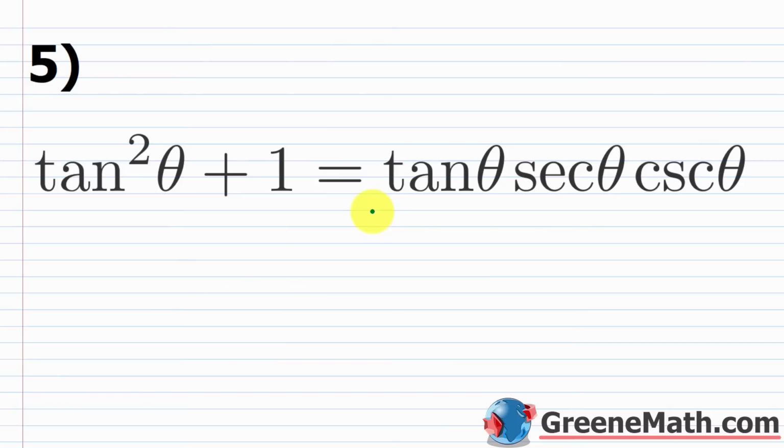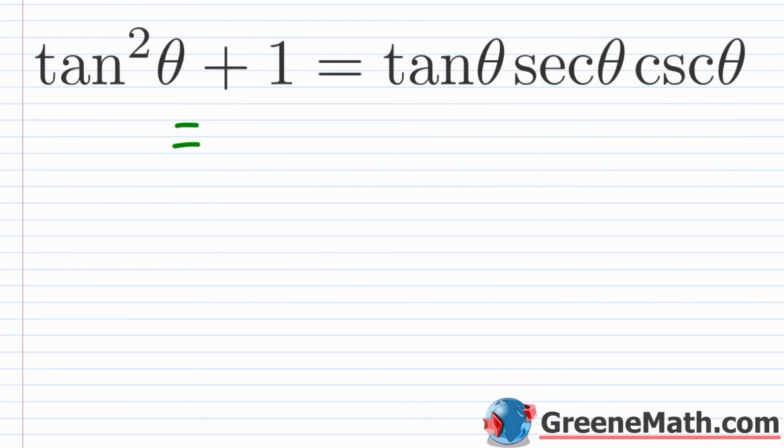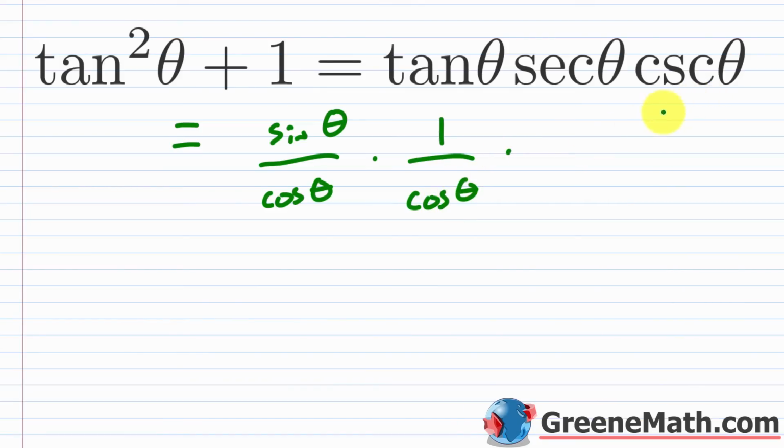All right, let's take a look at problem 5. So we have tangent squared theta plus 1 is equal to tangent of theta times secant of theta times cosecant of theta. All right, I'm going to leave this side again on the left unchanged. Let me write this equals all the way over here so I have some room. So I'm just going to write things in terms of sine and cosine. Let me put this down here. So for tangent of theta, that is sine of theta over cosine of theta. And then for secant of theta, that's 1 over cosine of theta. And then for cosecant of theta, that's 1 over sine of theta.